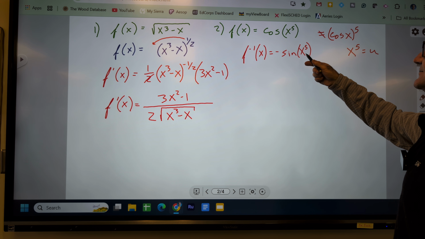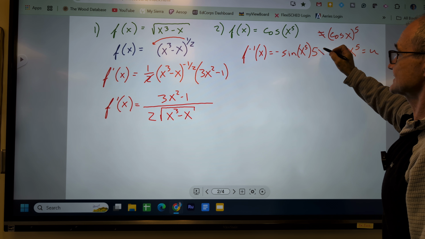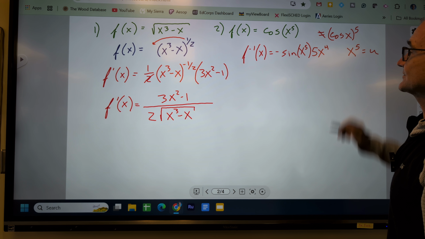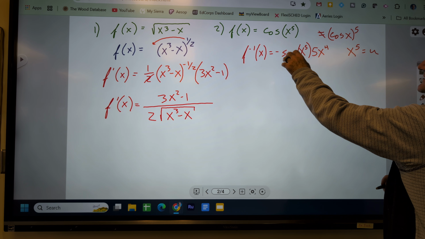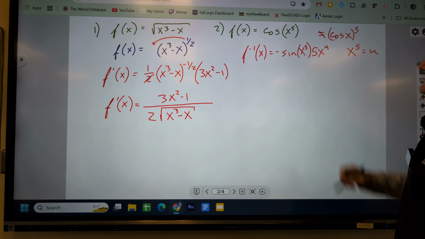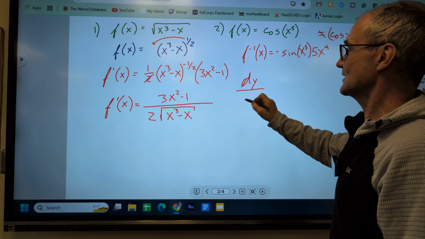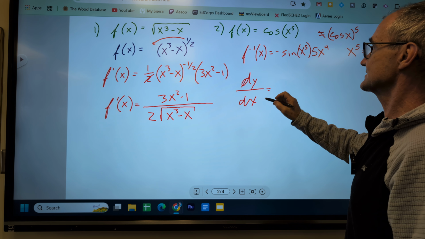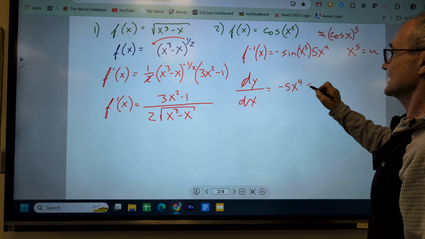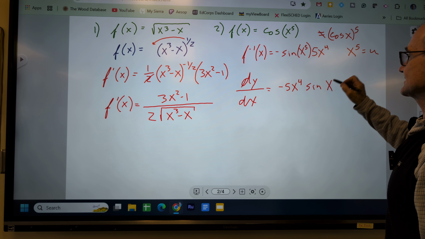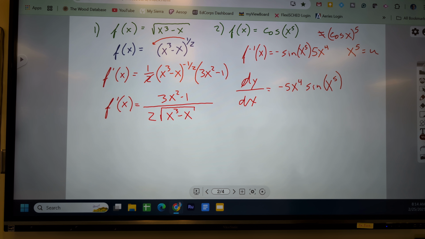So the derivative of x to the 5th: 5 comes down in front to give me 5x, subtract 1 to the 4th. And then just to make it really clear that I am not taking sine of all of this, I move that 5x to the 4th to the front. So using this notation, dy dx, the change in y over the change in x, is negative 5x to the 4th times sine of x to the 5th. So that's our derivative there.